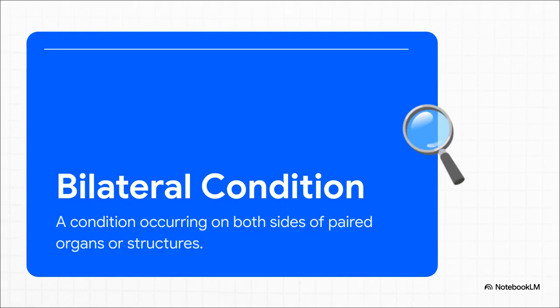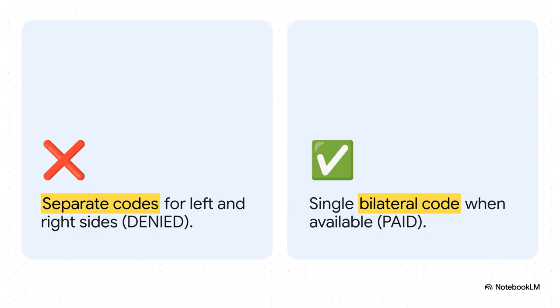So a bilateral condition simply means you've got an issue happening on both sides of paired organs or structures. Think about a patient having cataracts in both eyes or osteoarthritis in both knees. The CMS guidelines are incredibly strict here. If a patient has a condition on both sides and the tabular list provides a specific code ending that literally means bilateral, you absolutely must choose it. You don't get to play mix and match and build your own code combination when CMS has already handed you a pre-packaged bilateral option. And this brilliantly illustrates exactly why knowing this rule is so crucial.